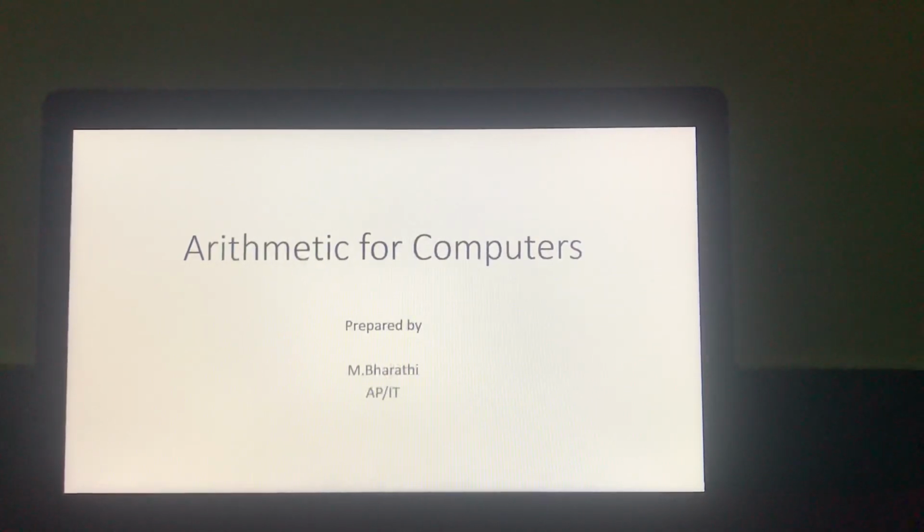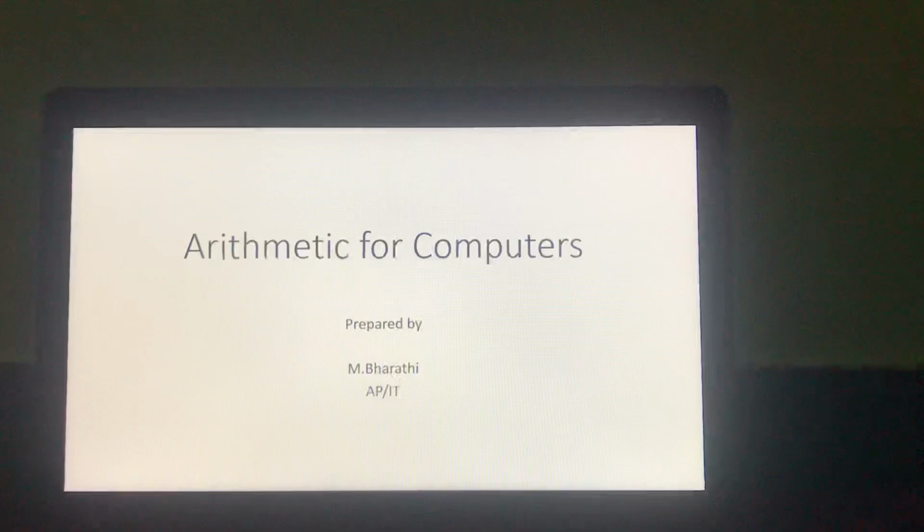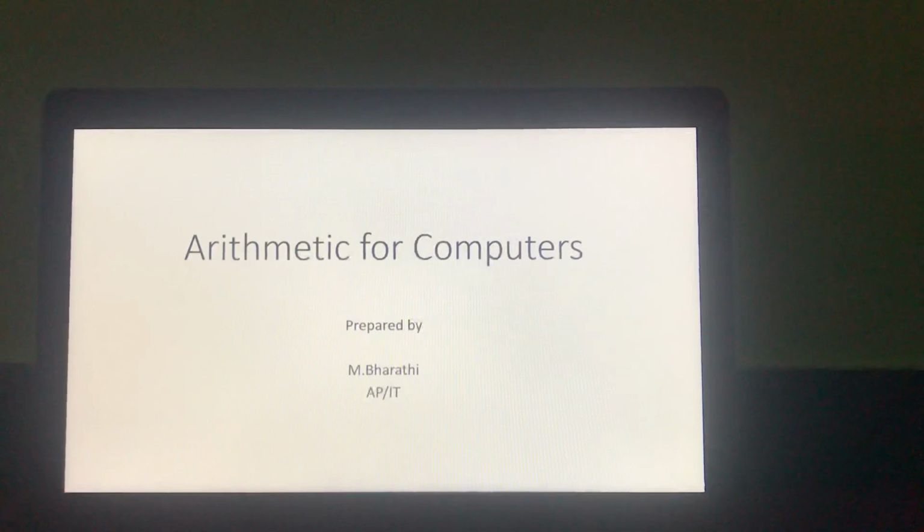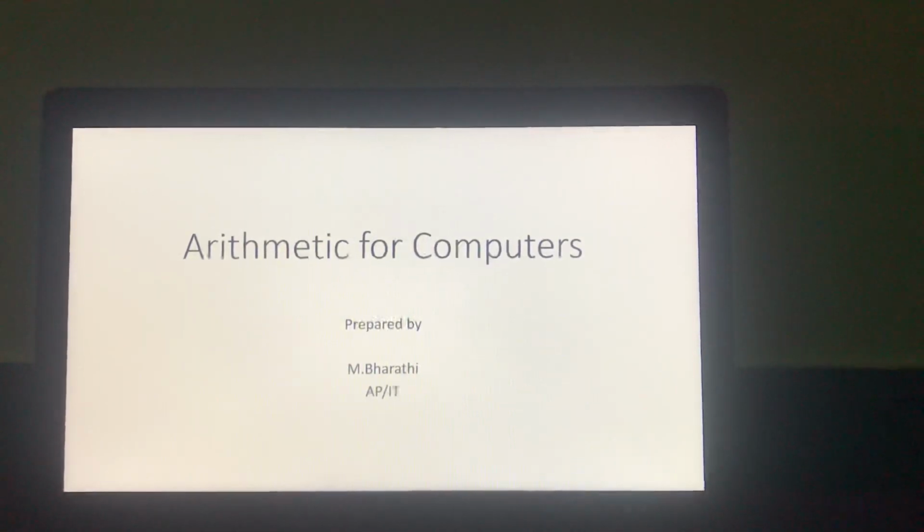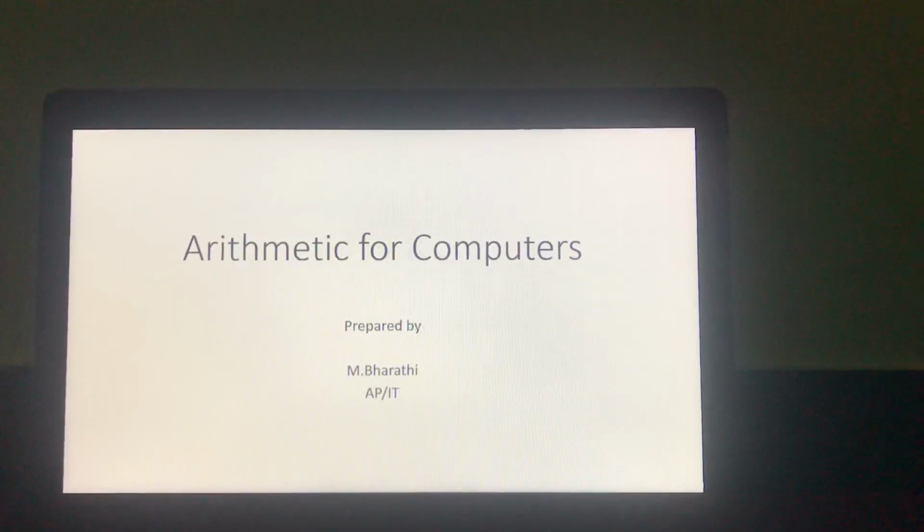Normally, when we do arithmetic, we have numbers in decimal format. But now we are going to convert all these decimal numbers into binary values. Binary values means we are going to have zeros and ones. Whatever decimal value is given by the user will be converted into binary format. Okay, so zeros and ones. Now we'll move to the first topic, which is binary addition.